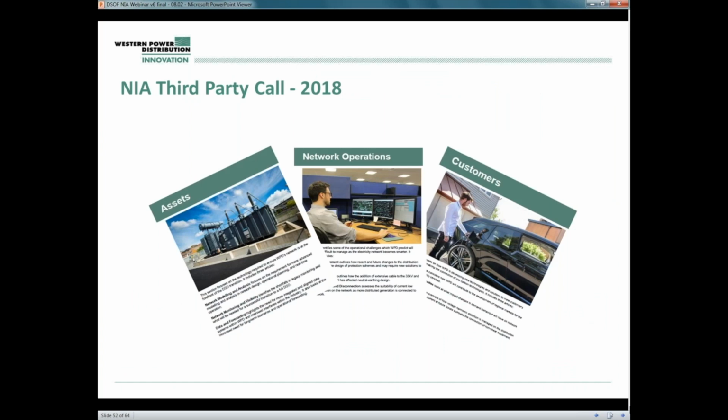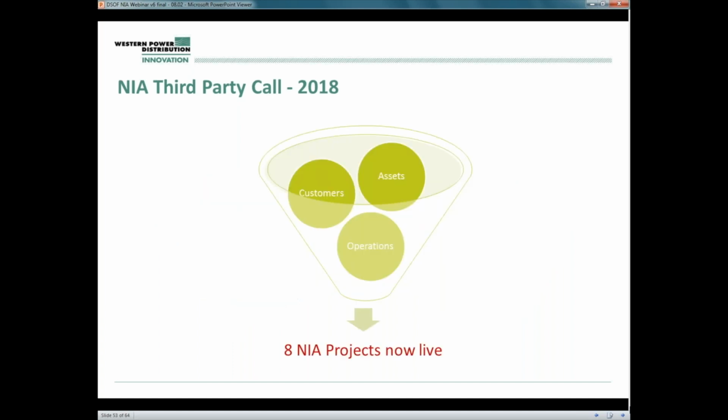Wanted to give a brief update on the NIA third-party call that we ran last year. Last year we had this very closely aligned to the DSOF document that was released last year, and specifically the 9 articles, 3 split across each of those themes. Again, assets, operations, and customers. And we received over 80 submissions at different times through the process, roughly equal between assets, customers, and operations. And we got a really good response from some of the large companies and some small SMEs and university institutions.